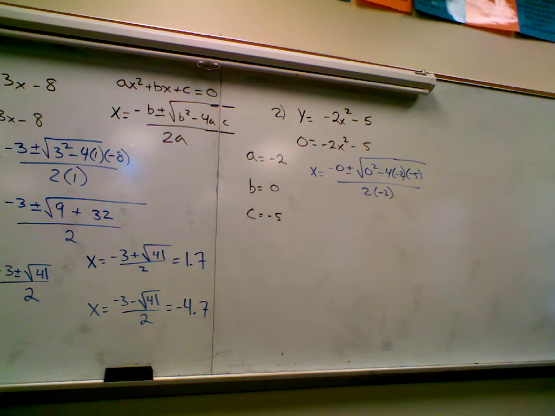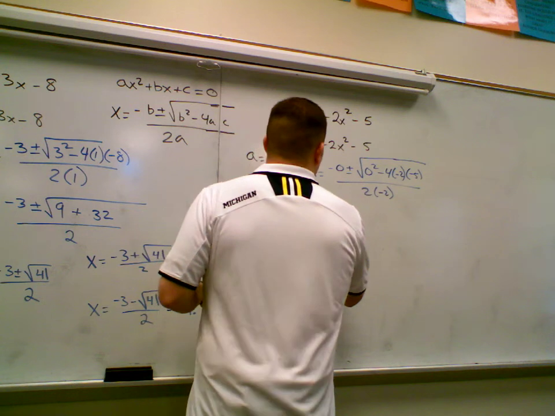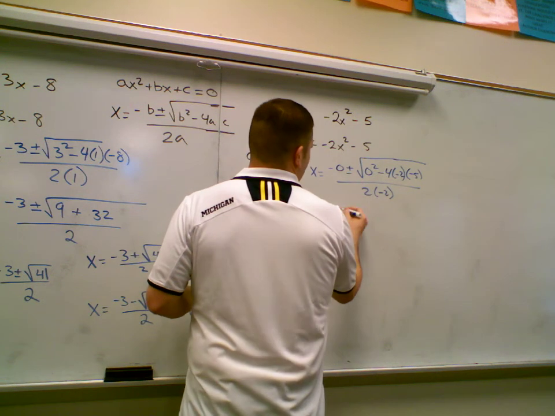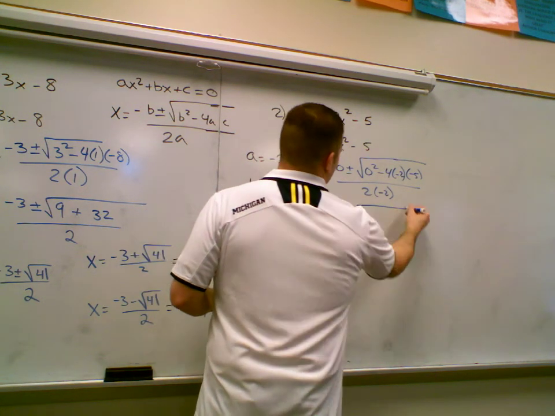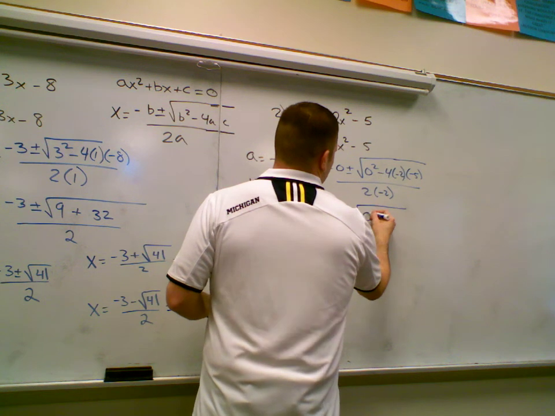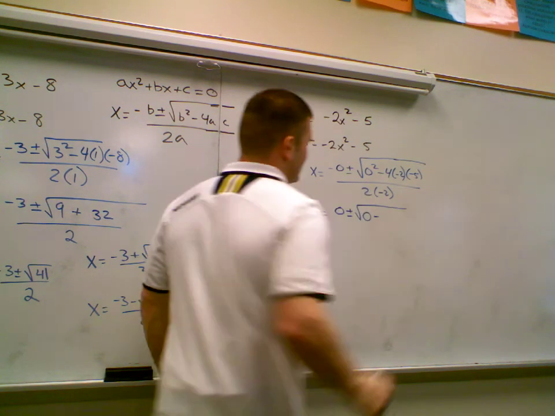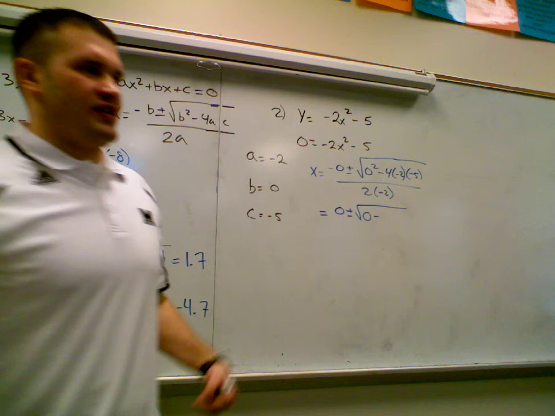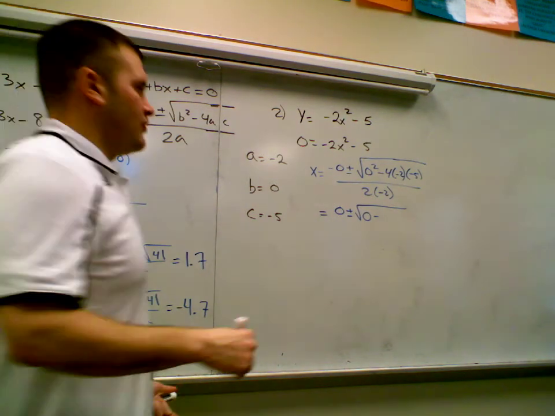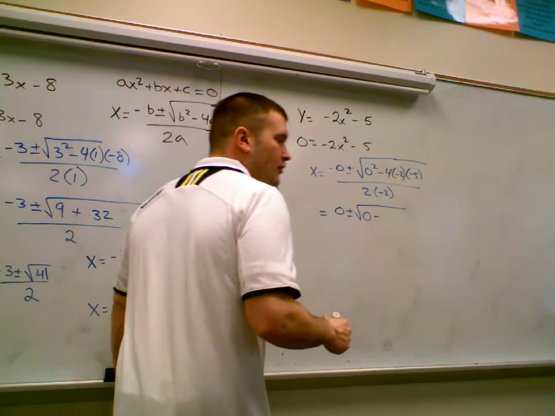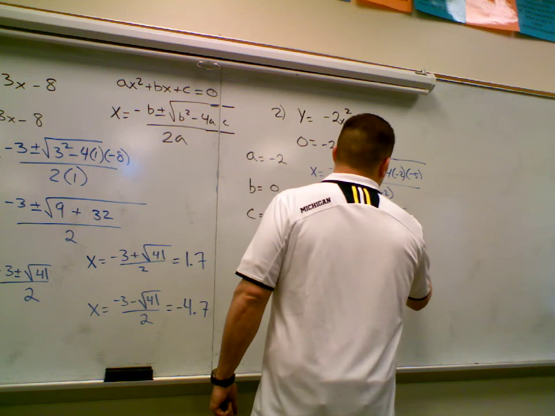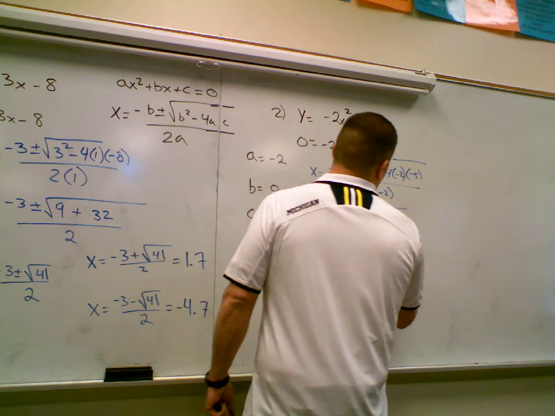Yeah? Okay, so let's figure this out. Simplify. -0, that's just 0. Plus or minus the square root. 0 squared is 0. 4 times -2 is -8. -8 times -5 is +40, right? All over negative 4.